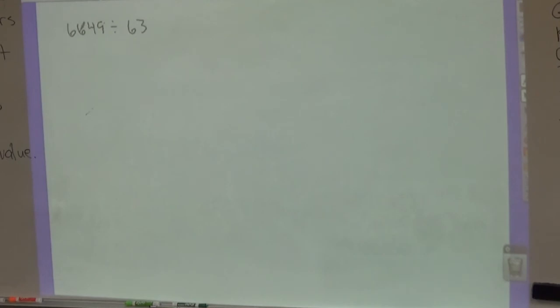We know that we can get one group of 63 out of 6,600. Let's start there in these solves. 6,649 divided by 63. Get one group out. Everybody needs to have that now, please.